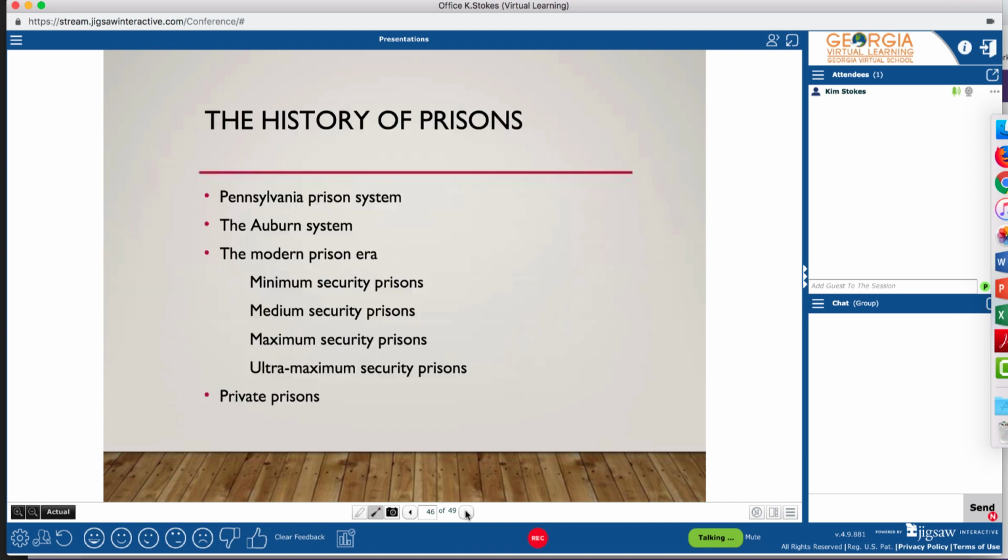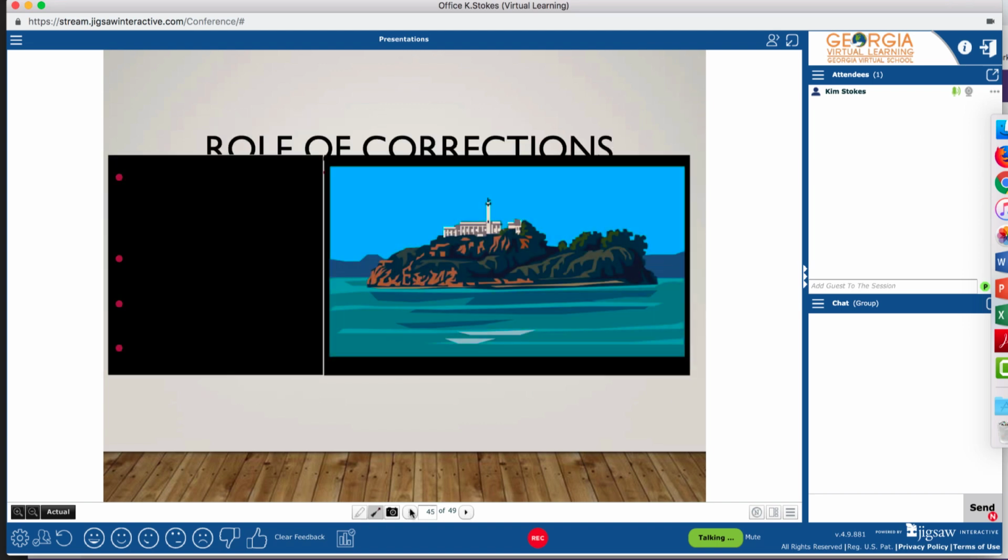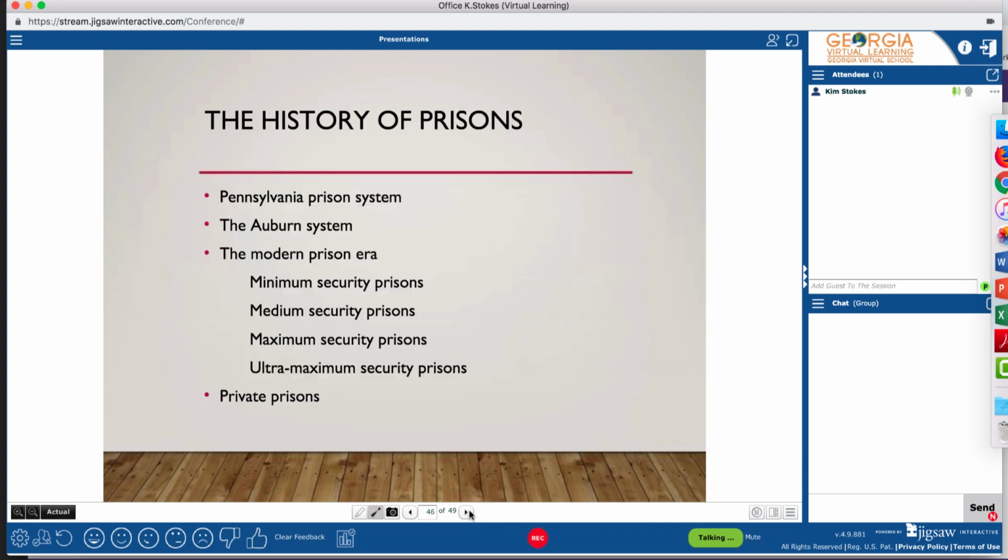What is the role of the corrections? This is like an Alcatraz. In the history of prisons, Pennsylvania is the first prison system.